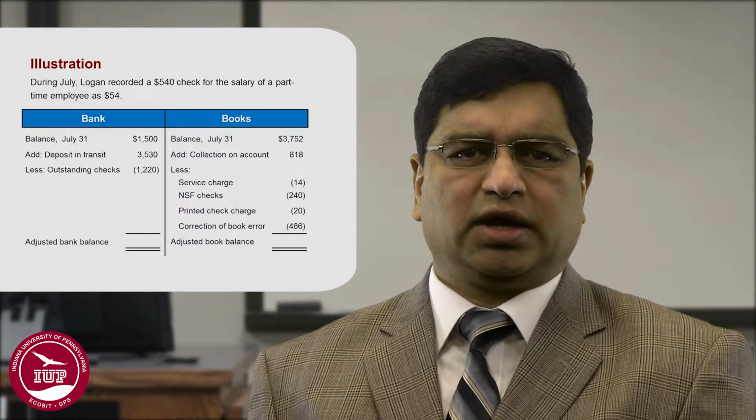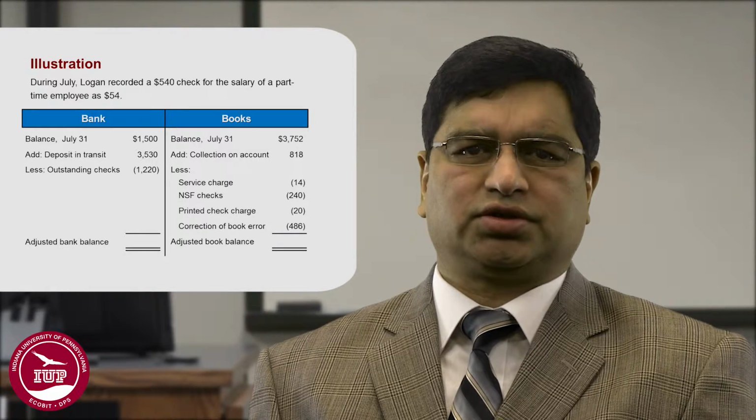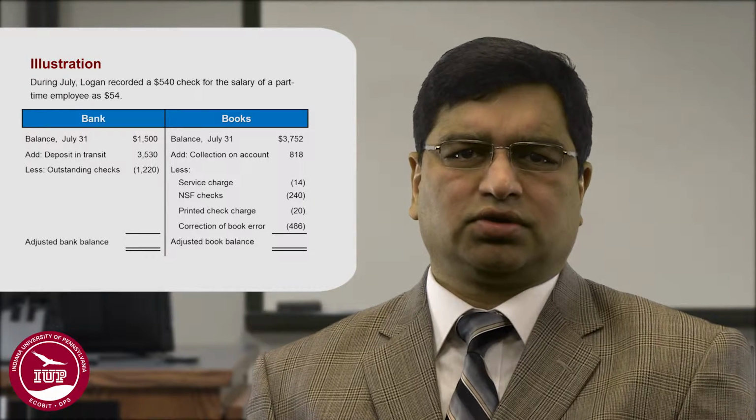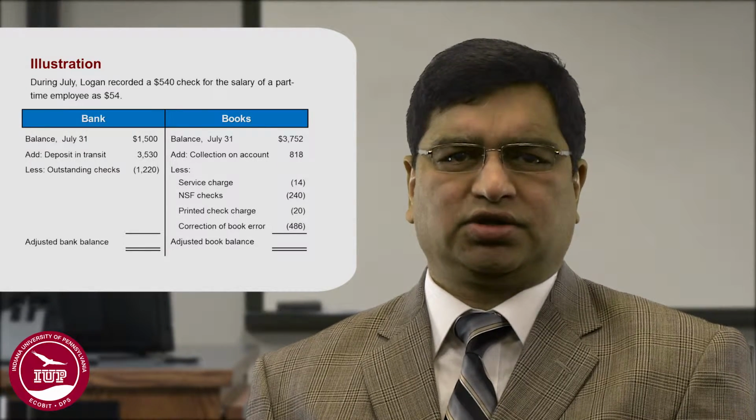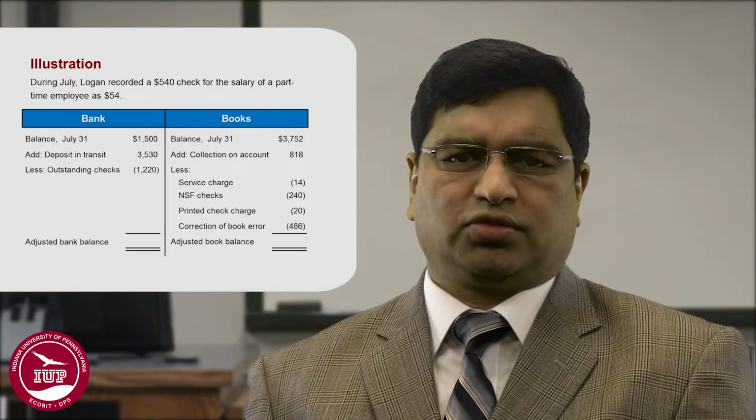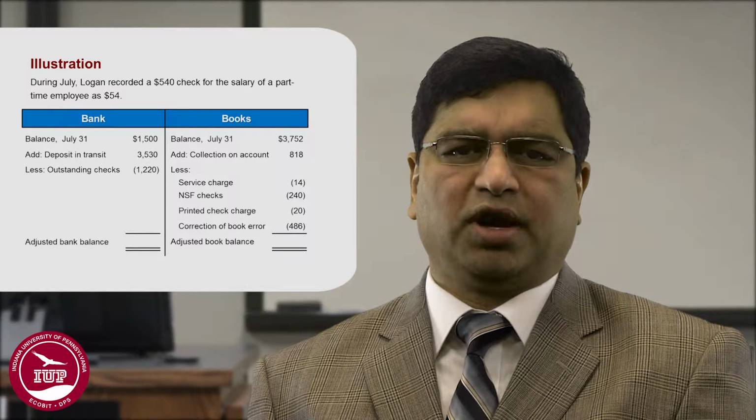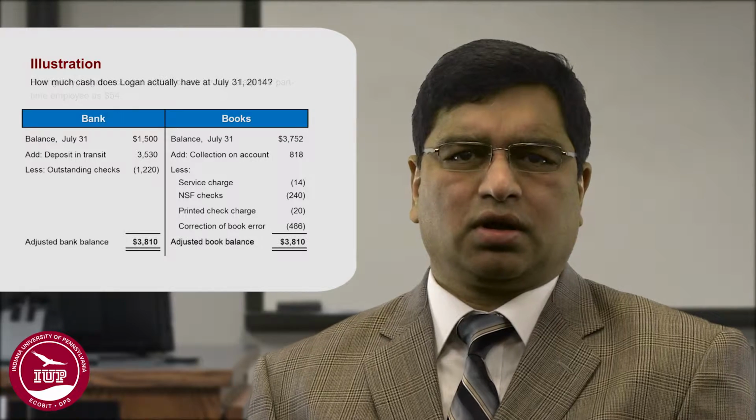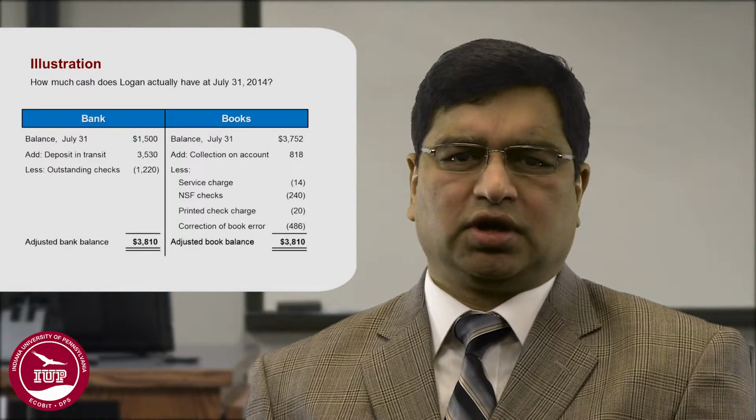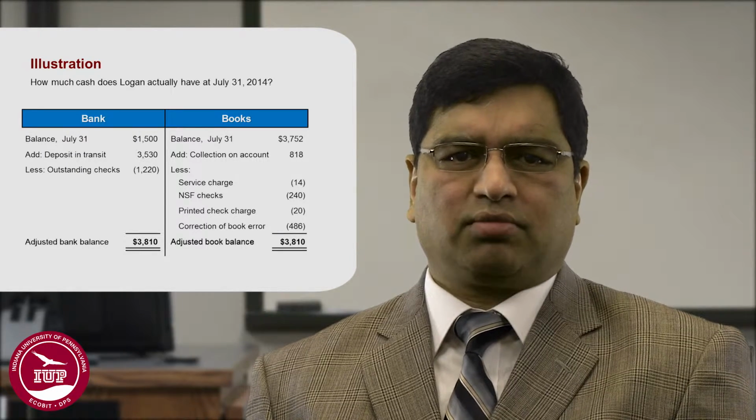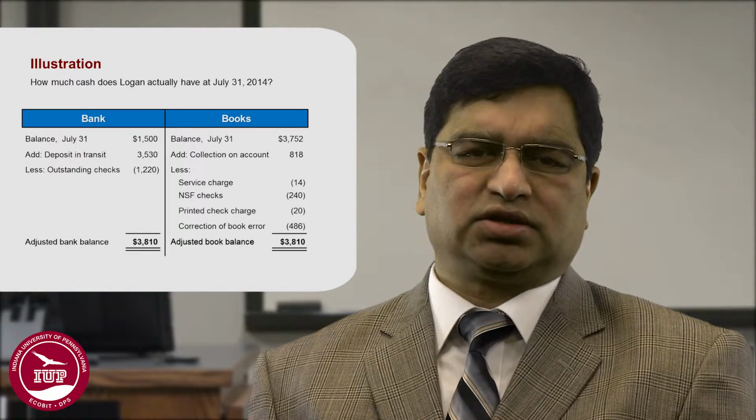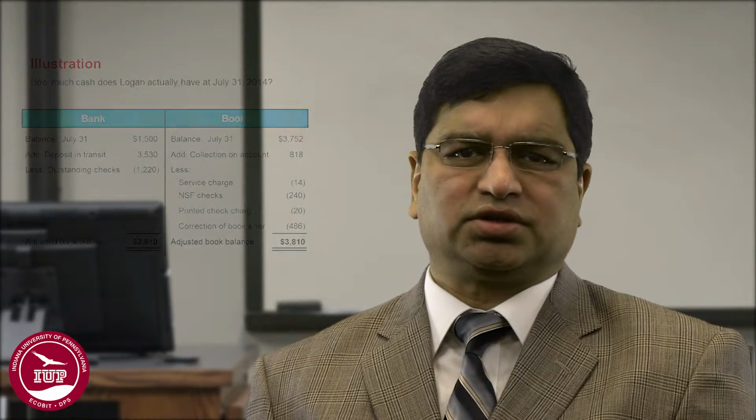Also during July, Logan has recorded $540 of check for salary for the part-time employee as $54. So there was an error over there. A check of $540 was recorded as 54. So you need to reduce that further, your book balance, by $486. And when you have made all these adjustments, you've got a bank balance of 3810 and the book balance of 3810 in your book. And this is how you prepare a bank reconciliation statement.